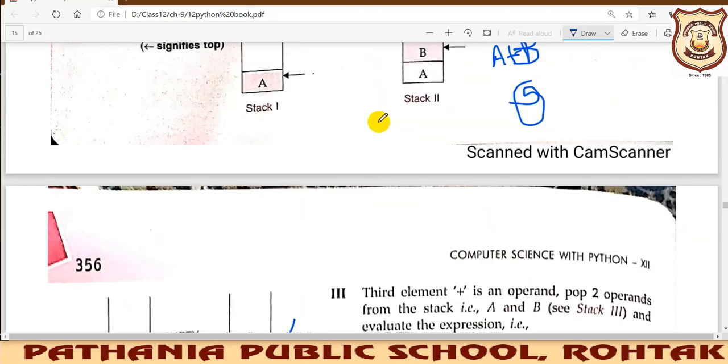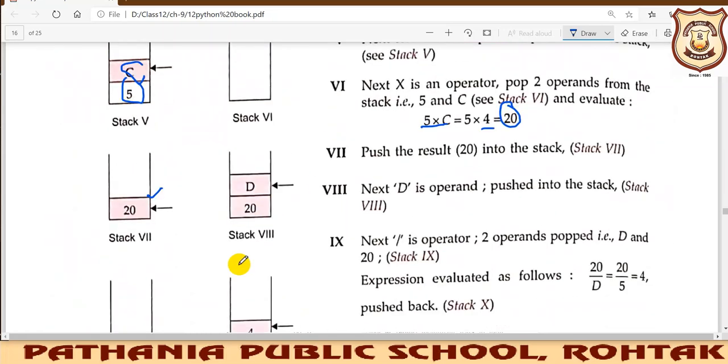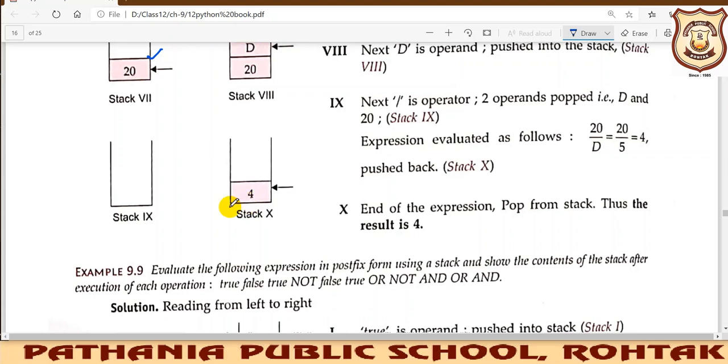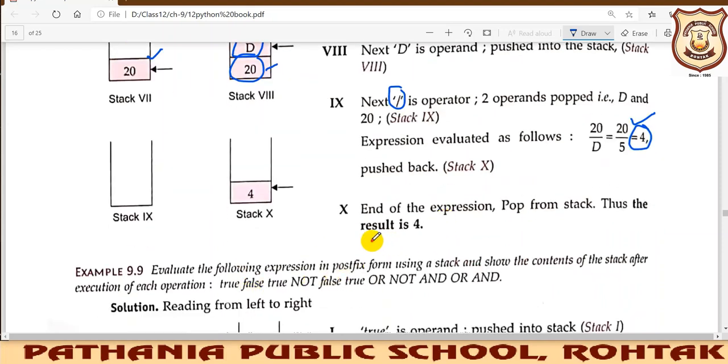Then we will push D. As you can see, after multiplication we have D, and then we have the division operator. So we'll put D. 20 was lying there, we have put D. Now again we will get the division operator, so we will pop out two elements from the stack. Then 20 divided by D. Firstly D will come out, then 20 will come out, and we have received the division operator from the expression, and we will do the division, and finally we will receive the result 4, that we will push onto the stack. The final result is 4.